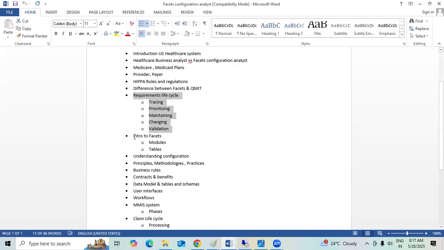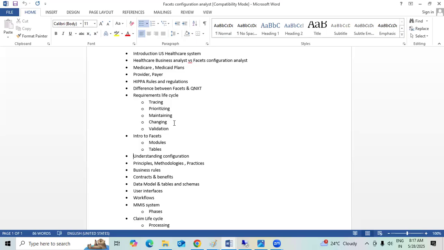Next, we need to discuss the introduction part as well as the Facets introduction, wherein we'll learn what the different modules involved in Facets are. At the same time, we must know about the tables. Somewhere around 18 tables or so, right? So we must know about the modules. We must know about the tables of Facets, all that stuff.